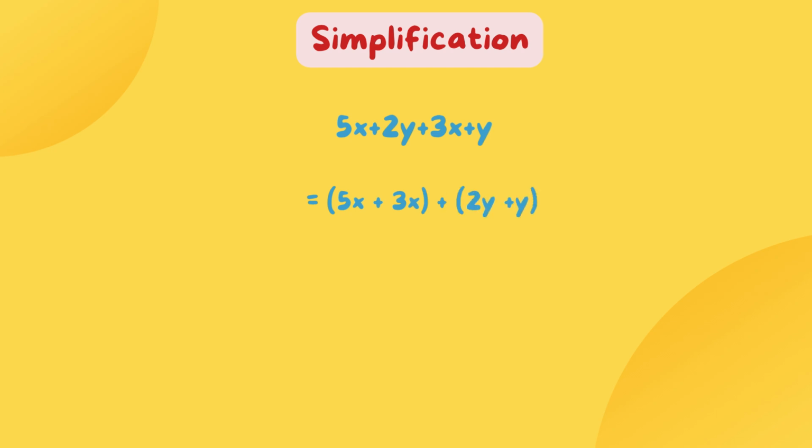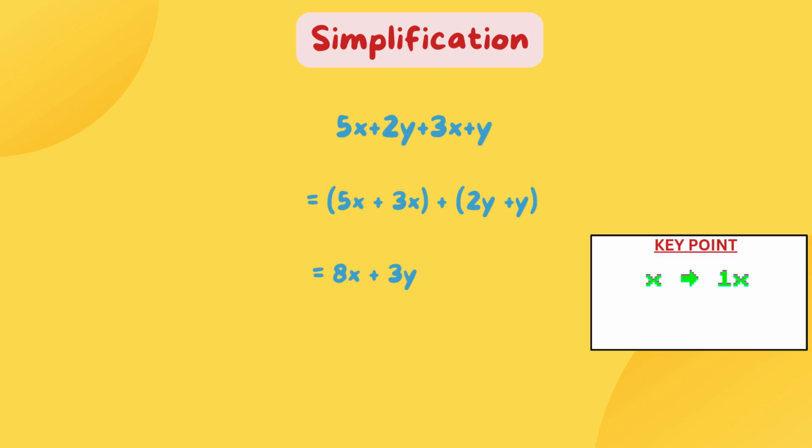Next we will combine. 5 plus 3 is 8, so 8x. 2 plus 1 is 3, so 3y. So this is our simplified expression. We cannot simplify it further because they are both unlike terms. If there is no number in front of a variable, then its coefficient is actually 1. And if we see just a plain letter like x, then its power is an invisible 1.